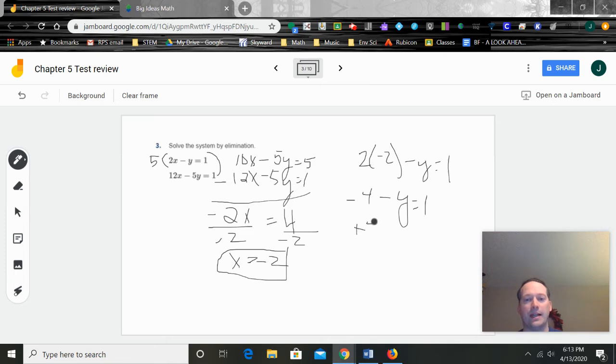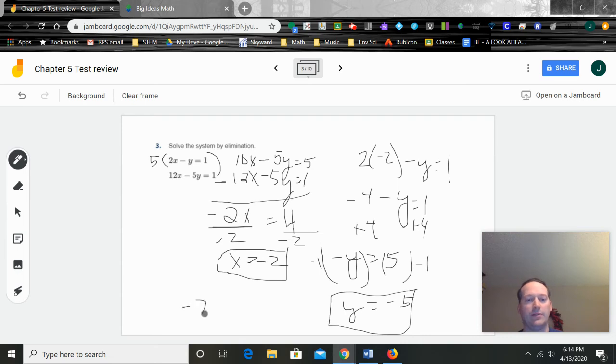Add 4 to both sides. You gotta be careful here. It does not give us y, it gives us negative y. Negative y equals 5. So how do I get this to be positive y? I multiply both sides by negative 1. Y equals minus 5. Okay. So it's negative 2, negative 5.